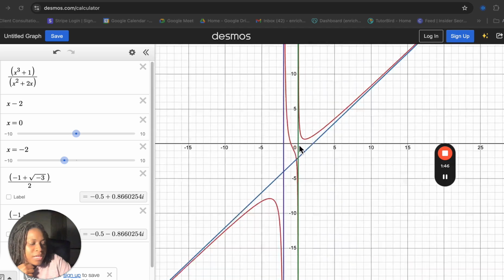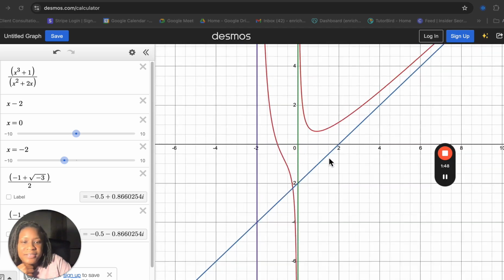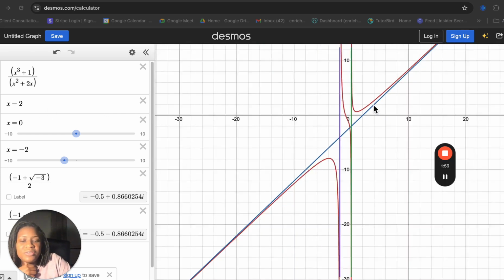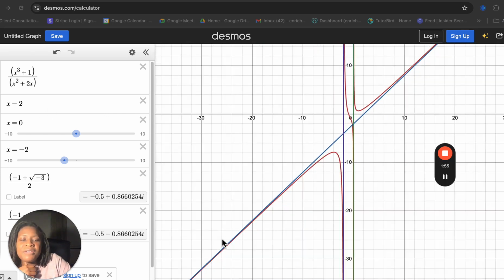So looking first at our horizontal asymptote, as I said, there wasn't one, but there is an oblique one, and that was y equals x minus 2. And if you look at our graph, it indeed starts to behave like the linear graph, x minus 2, right here. So that checks out.